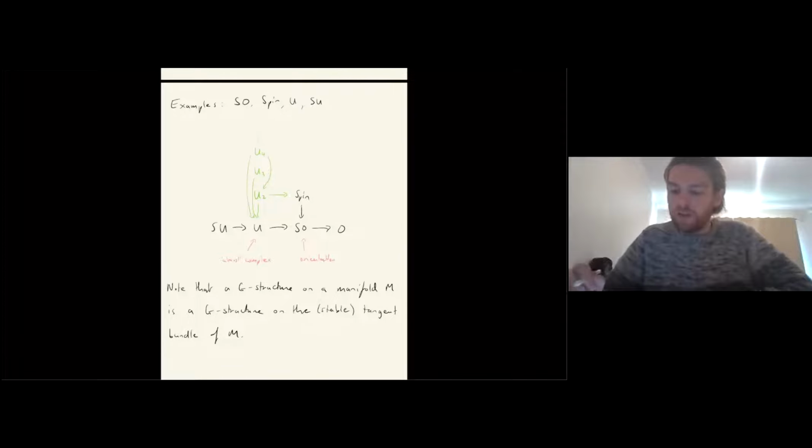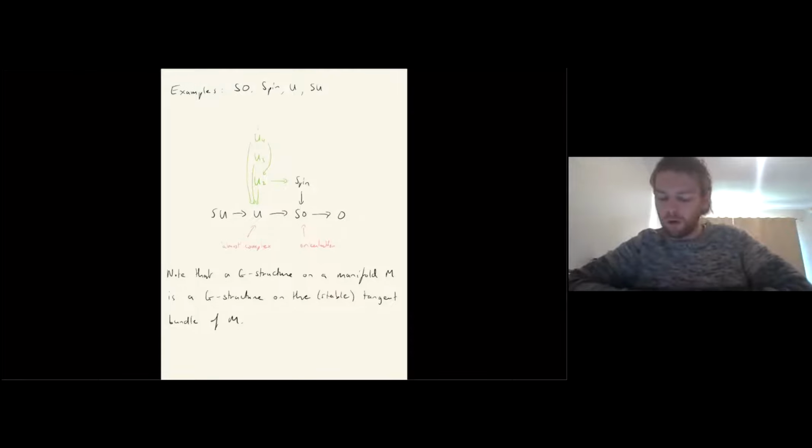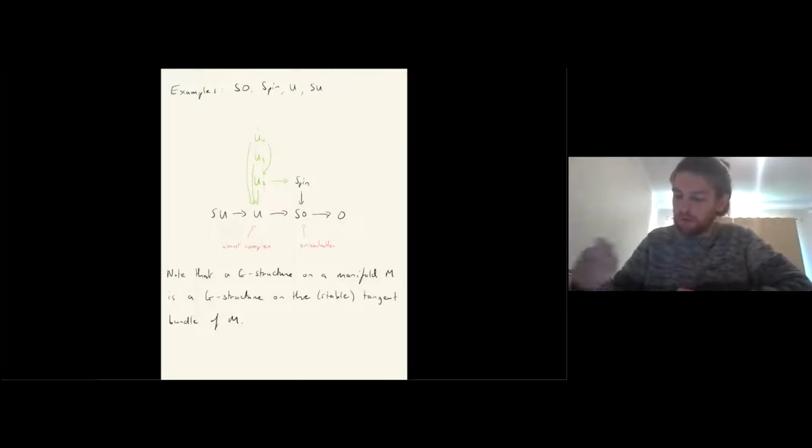So these are structures that we've seen, and so far this is defined for bundles, but if we want to talk about a G structure on a manifold, we really just mean putting this kind of structure on the tangent bundle of the manifold, the stable tangent bundle in this case.